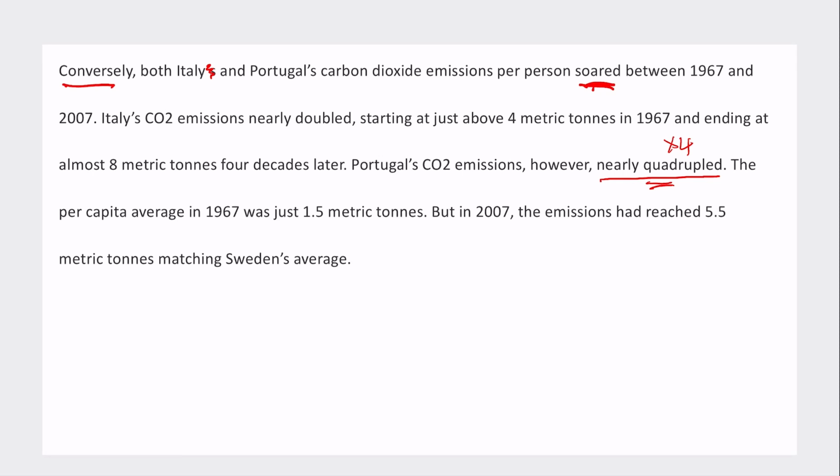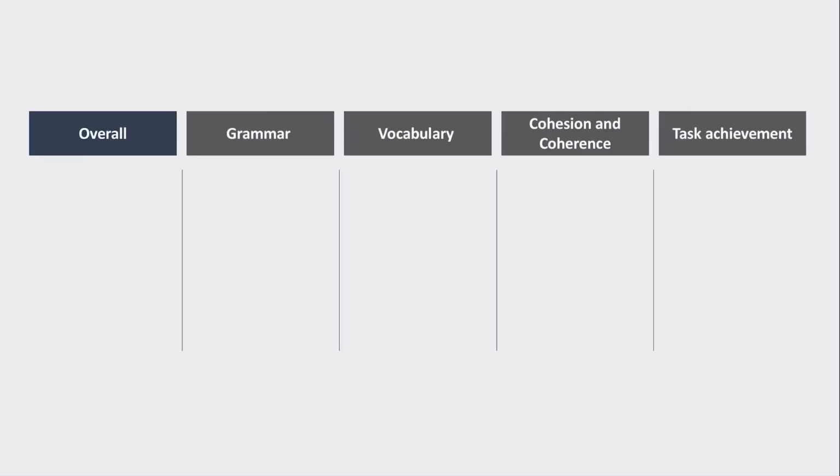They've not just told me in 2007 the emissions had reached 5.5 metric tons, but then they've added an extra part, matching Sweden's average. So again, we've got comparisons throughout. They're adding more to their sentences rather than just robotically telling me the details. I think this is a really great answer.